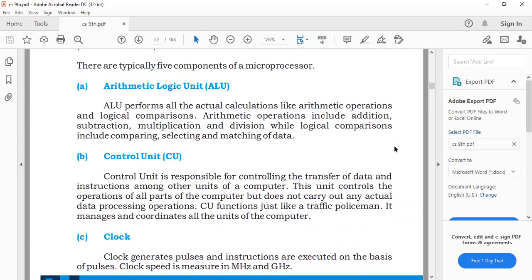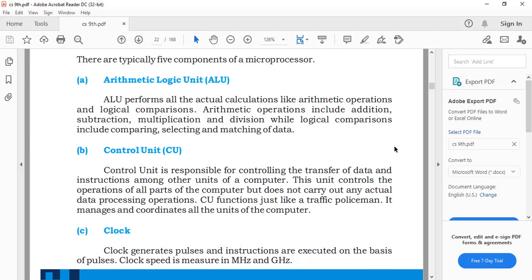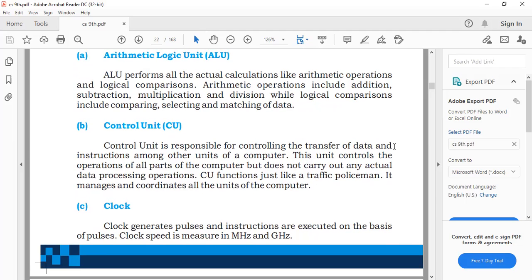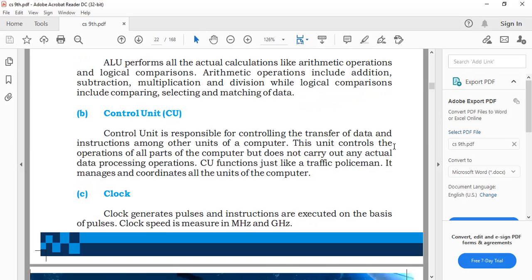What does arithmetic logic mean? Arithmetic logic means that you perform actual calculations, like the ones you do in your daily life, and you do logical comparisons. Arithmetic operations include the basic operations you do in your maths homework, like addition, subtraction, multiplication and division, while logical comparison means comparing, selecting and matching the data which you want.